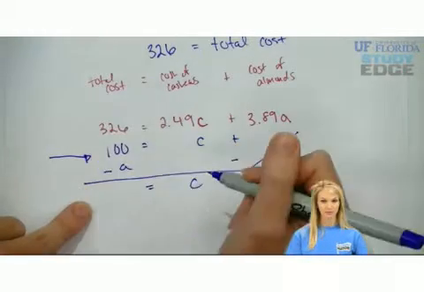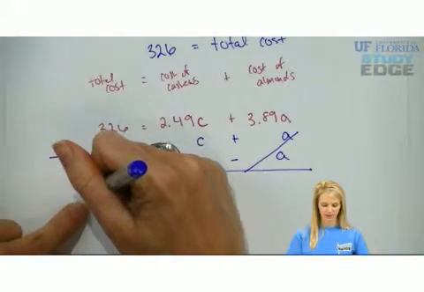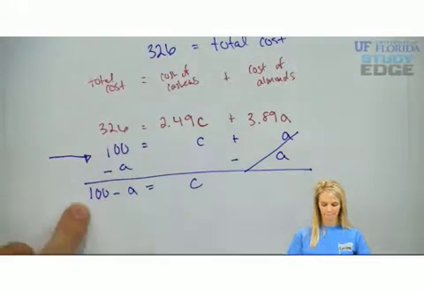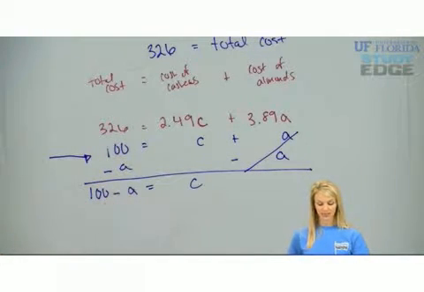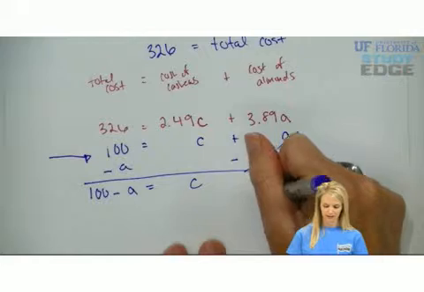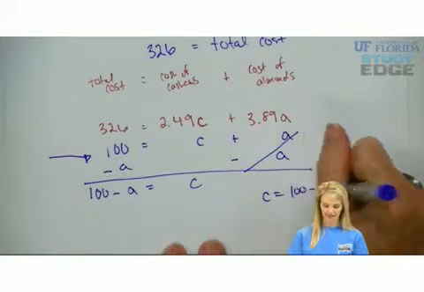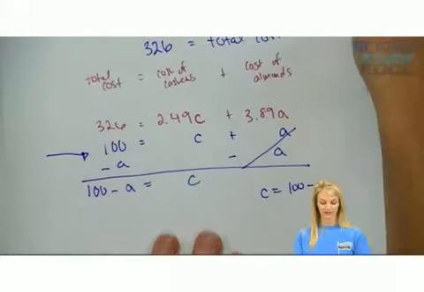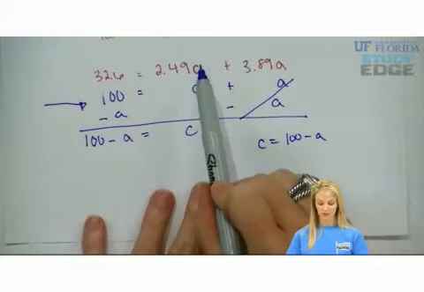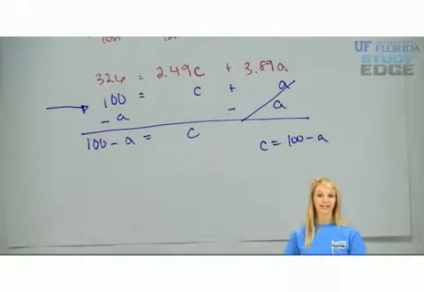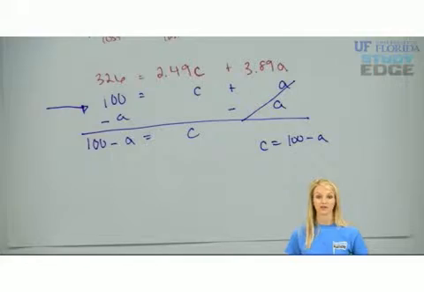Well, can we combine those? No, they're not like terms. So we write them separately. 100 minus A. So we have C equals 100 minus A. Well, now what am I going to do with that value of C? I'm going to plug it into my first equation. Wherever I see a C, I'm going to put in 100 minus A.